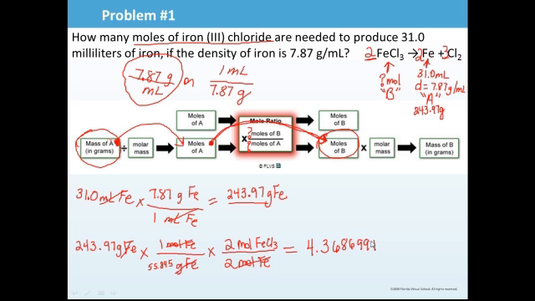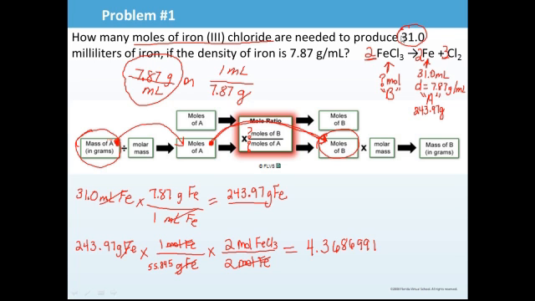4.3686991. However, we are educated, we are smarter than our machine. Therefore, we know to look at the measurement in our problem, which was 31.0, and we're going to apply significant figures. Densities are not considered part of significant figures. Conversion factors, densities, things like that. Your measurement is what we use for significant figures.